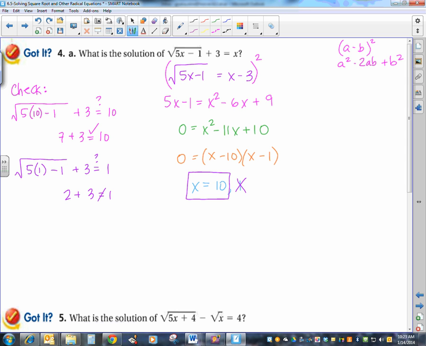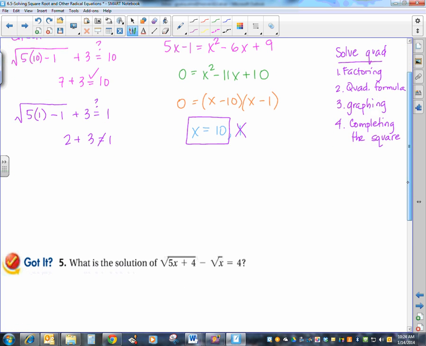Okay? To refresh your memory, if you had any trouble remembering about factoring, here are the ways that we have to solve quadratics. Factoring is one. You have the quadratic formula. You have graphing. Put it on your graphing calculator and find out where it crosses the x-axis. And 4, completing the square. All methods to solve quadratics. Doesn't really matter which one you use, but you need to be familiar and efficient with one of them to solve your quadratic equations. Okay, last example.